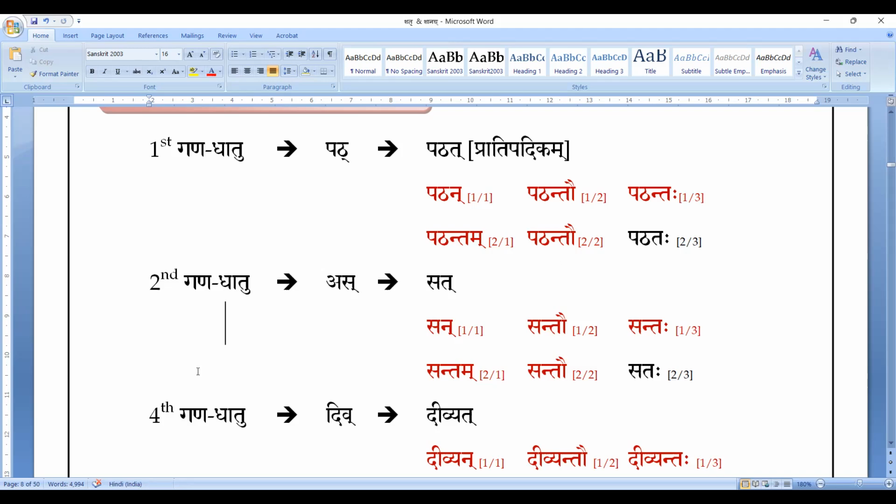Anyway, so here it is sat. This is what in Vedanta also we say, ghatasan, patasan. What? Sat always is there. Why ghatasan?